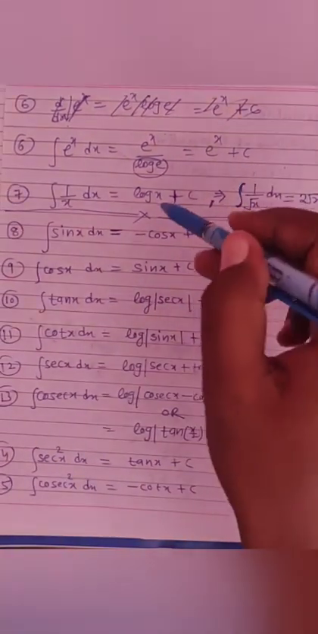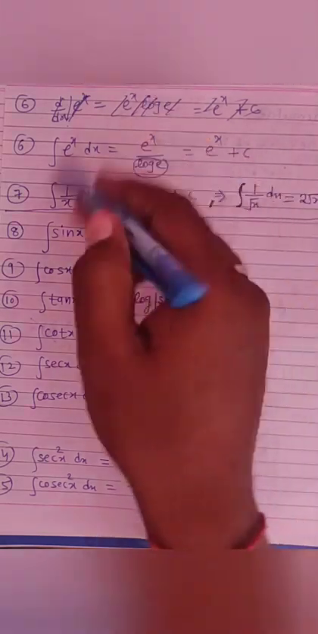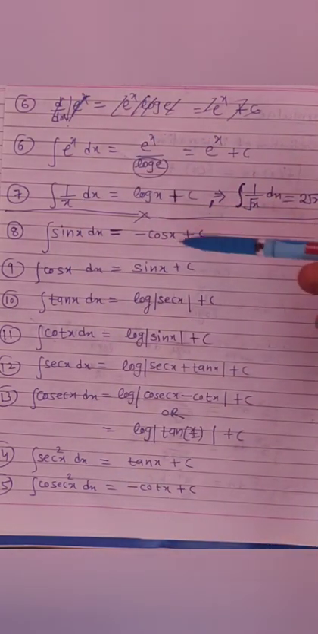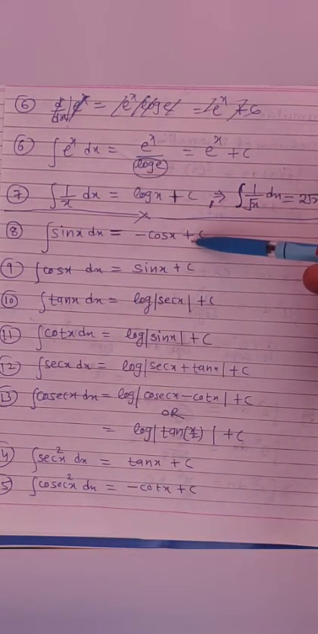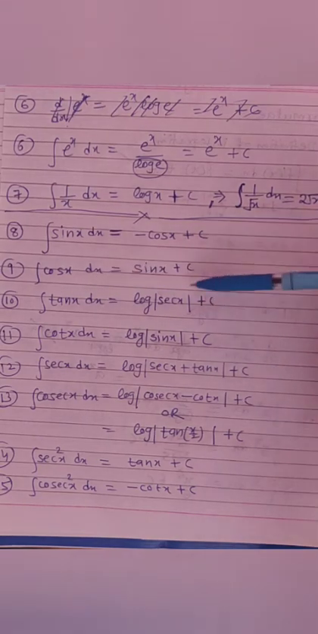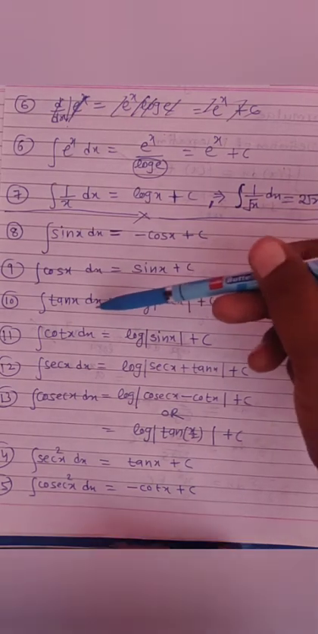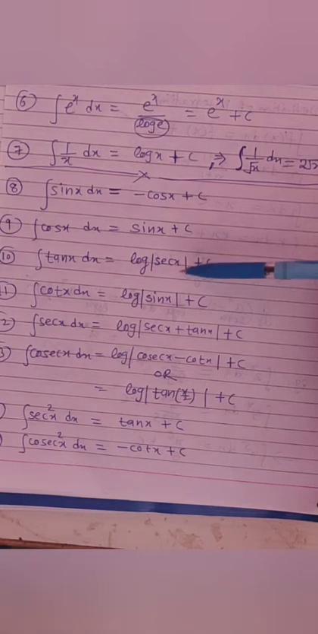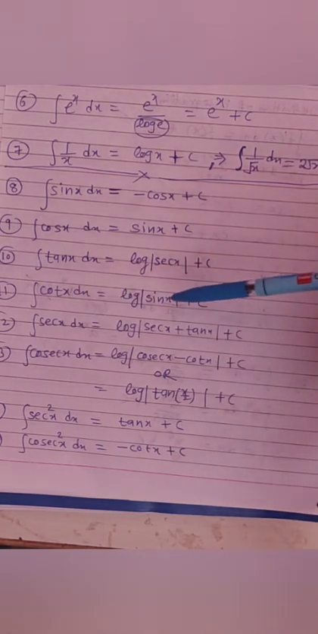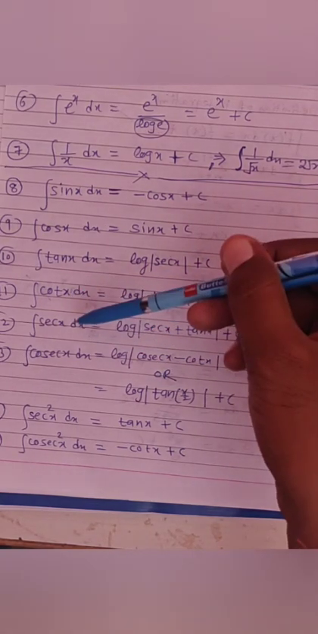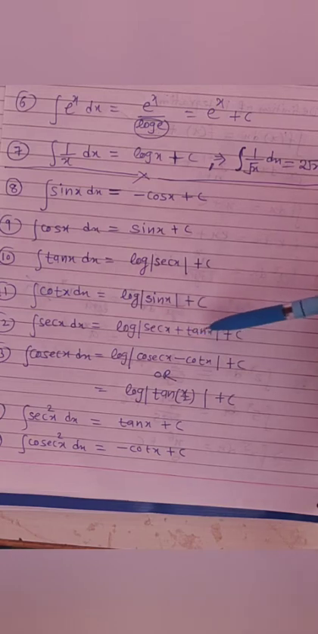For the science section, you have to do all the trigonometric as well as these algebraic formulae. So integration of sin x is minus cos x. Integration of cos x is sin x. Integration of tan x is log mod of sec x. Integration of cot x is log mod of sin x. Integration of secant x is log mod of sec x plus tan x.